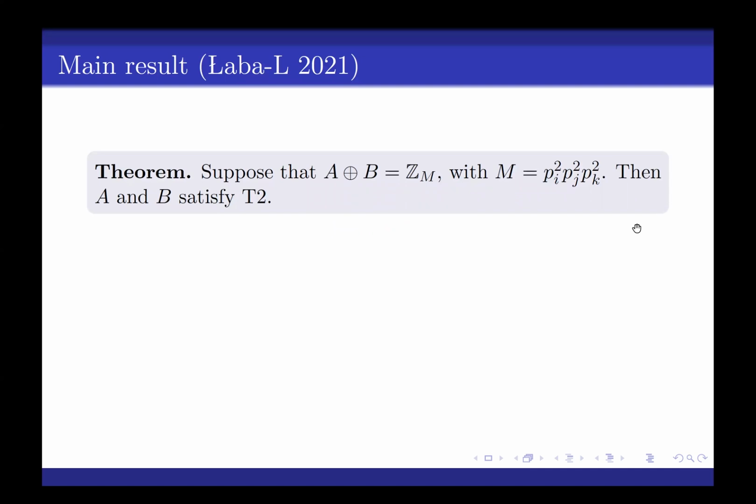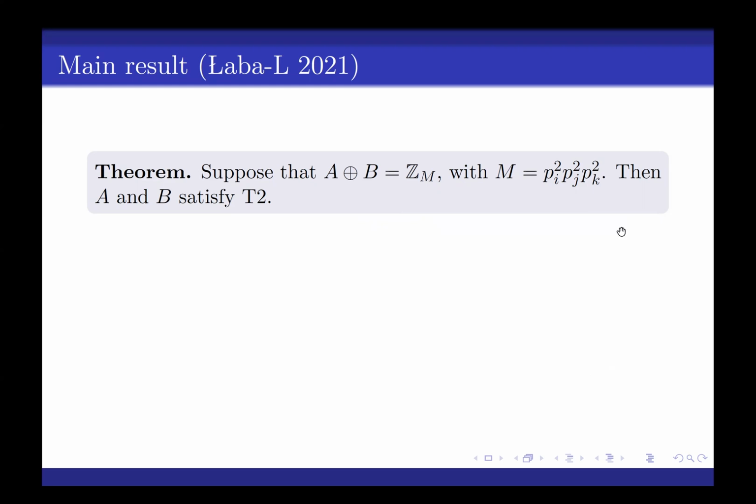Okay, so I'm just going to state one of our main results. This is a result with Izabella Laba. We proved last year that when the tiling period M is pi squared, pj squared, pk squared, then both the sets A and B satisfy condition T2. In fact, the paper that we have published already only proves that for the odd case, and the even case is something that we are writing. We've actually had it for quite a while, but now we're finally finalizing it, and it should be out soon.